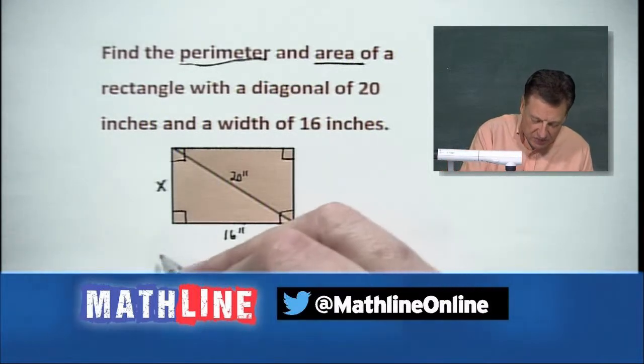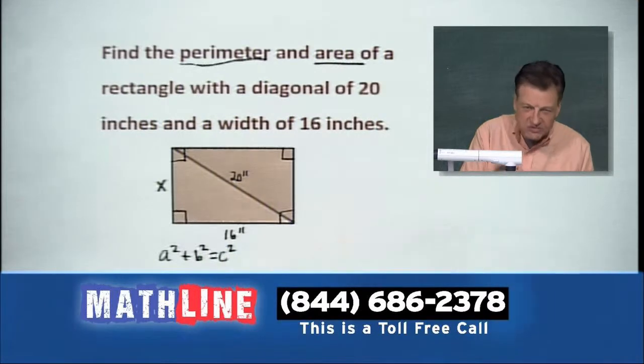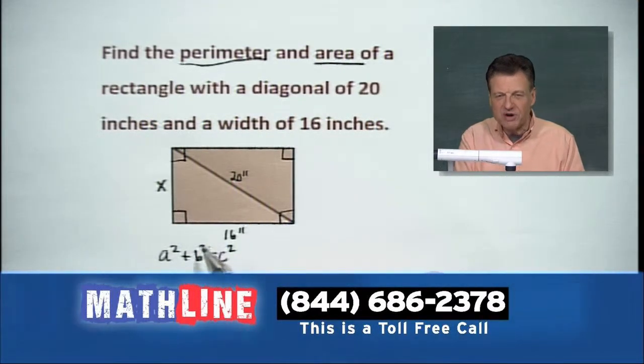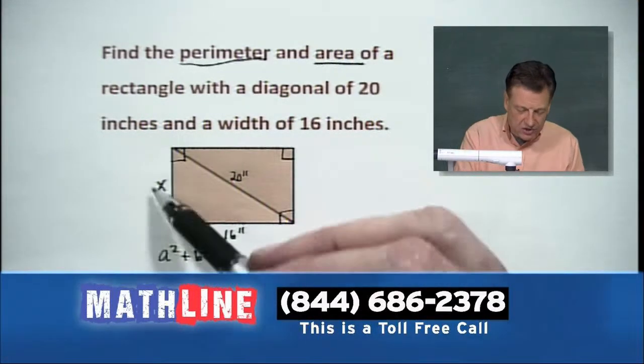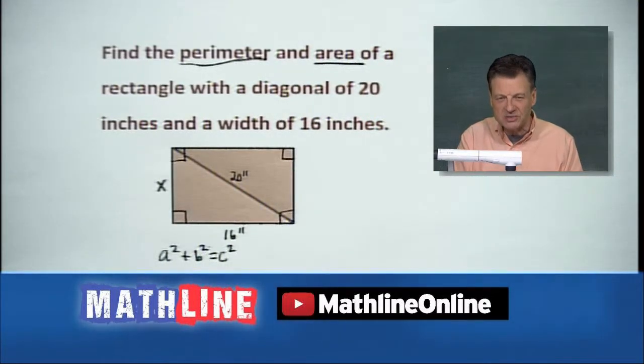So, if you remember, the Pythagorean theorem says a squared plus b squared equals c squared. That's for a right triangle. Now, what are a and b representing? Those are your two legs. C is your hypotenuse, which is the longest piece of the puzzle here.